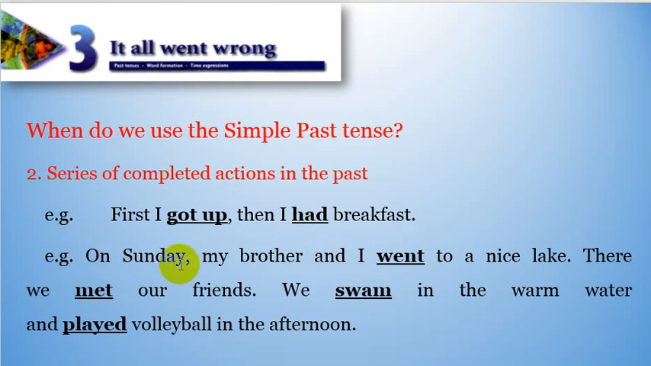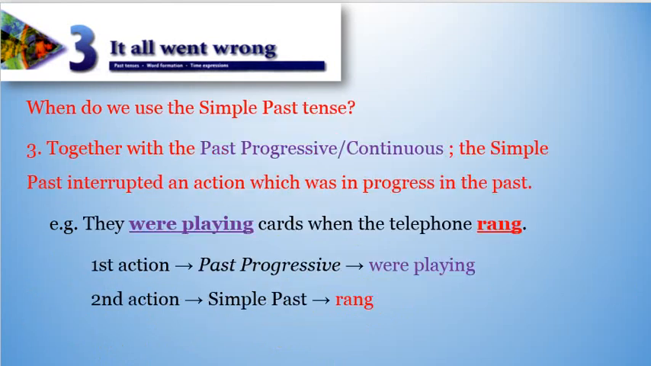On Sunday, my brother and I went to a nice lake. There we met our friends and swam in the warm water and played volleyball in the afternoon. Went, met, swam are all irregular verbs. Played is a regular verb. These series of actions were completed in the past. So we use the simple past tense.